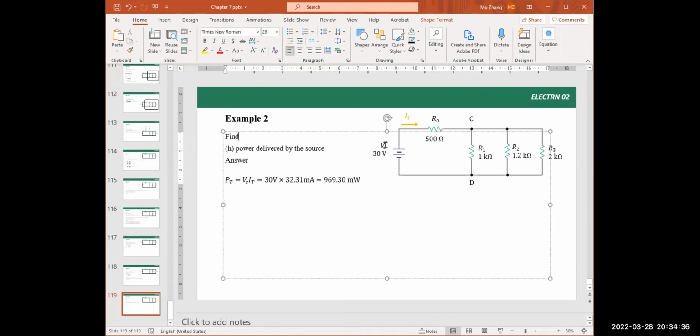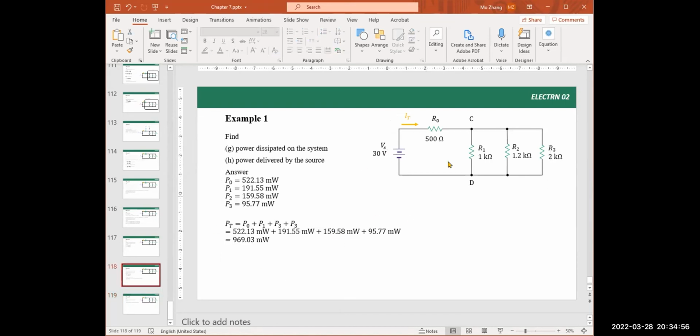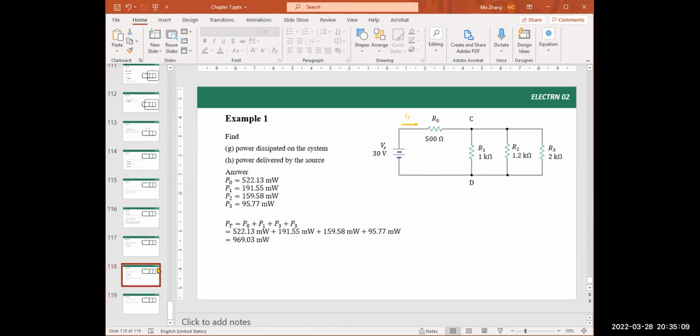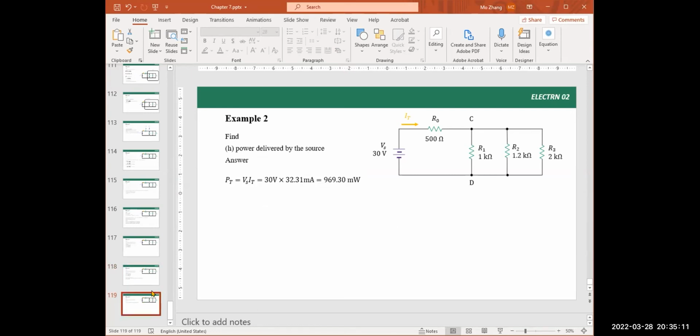This is the power delivered by the source. This voltage source provides or delivers a total power of 930 milliwatts. And if you compare this power with the power we obtained from previous step, here 969.303, here's 969.30, they are same. There are some small errors due to rounding issues, but they are same.